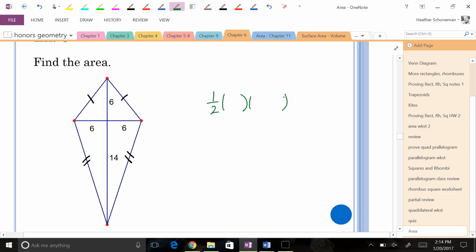Now, it doesn't matter which one's which. Let's just say diagonal 1 is the horizontal, so that's that whole length, which is 12. Diagonal 2 would be the vertical, which is this whole length, which would be 20. Take half of one of them. Half of 12 is 6, and 6 times 20 gives you 120. Oh, but there's no label. Sometimes that's going to happen. When we have no label, then we're going to put units squared.